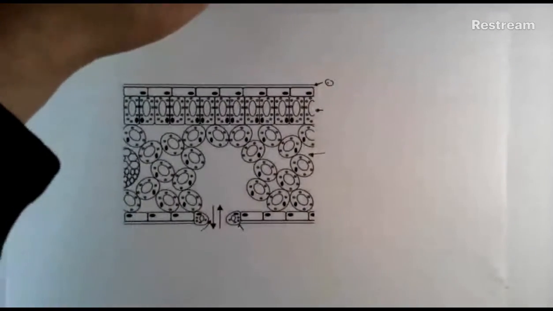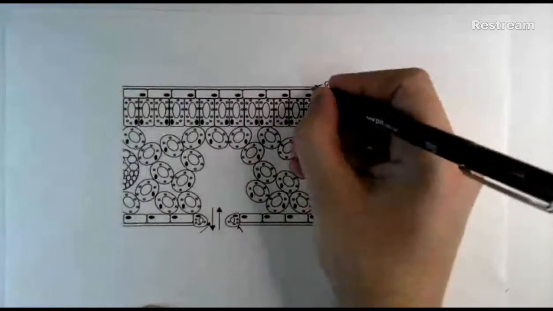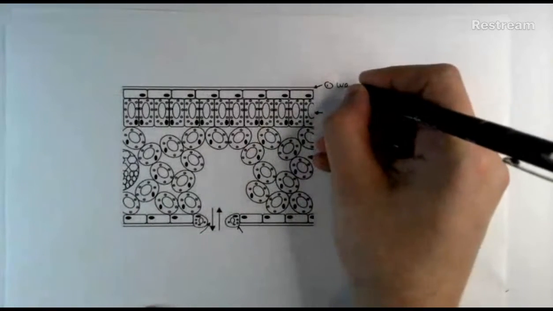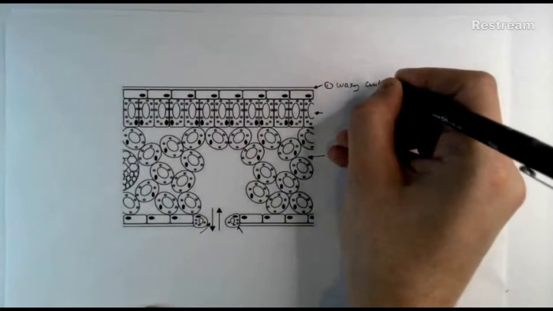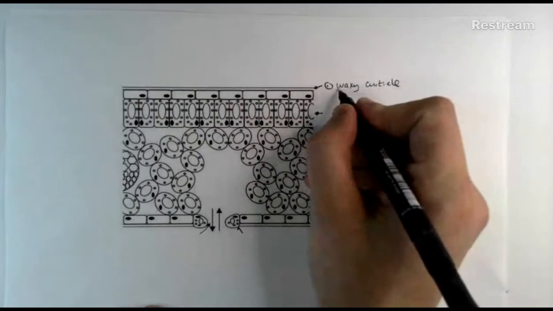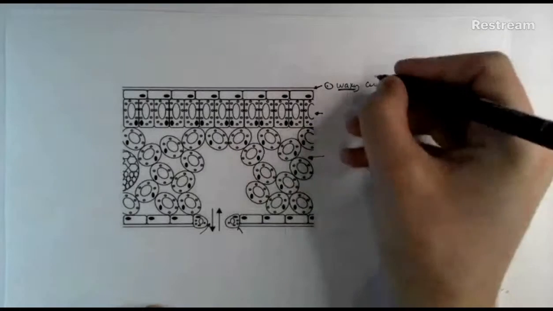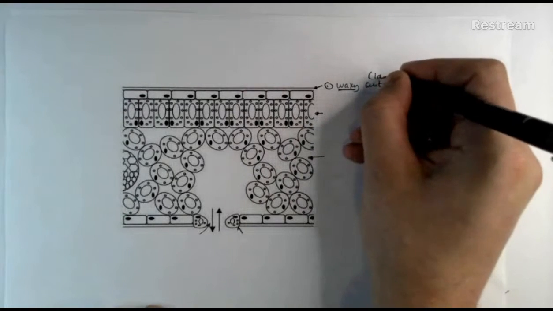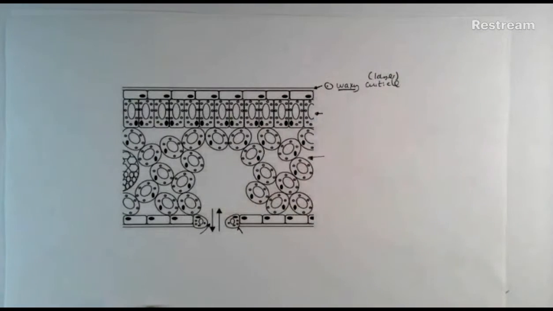So we're going to start off with the top layer here. This is what we call the waxy cuticle. It's made out of wax, all right? Or it can be called the waxy layer.